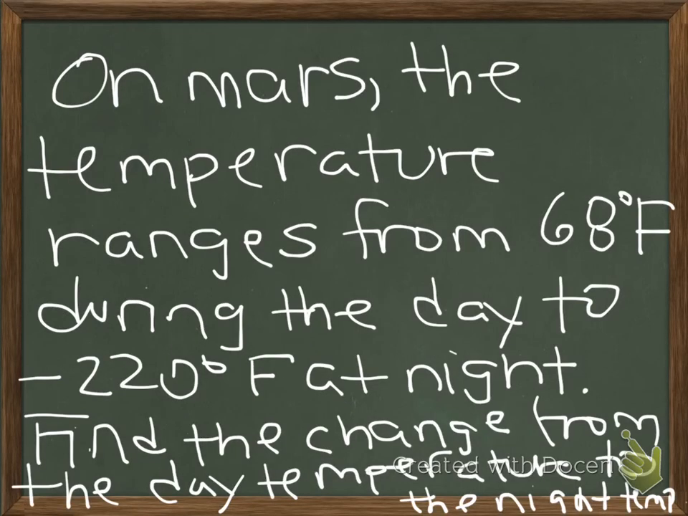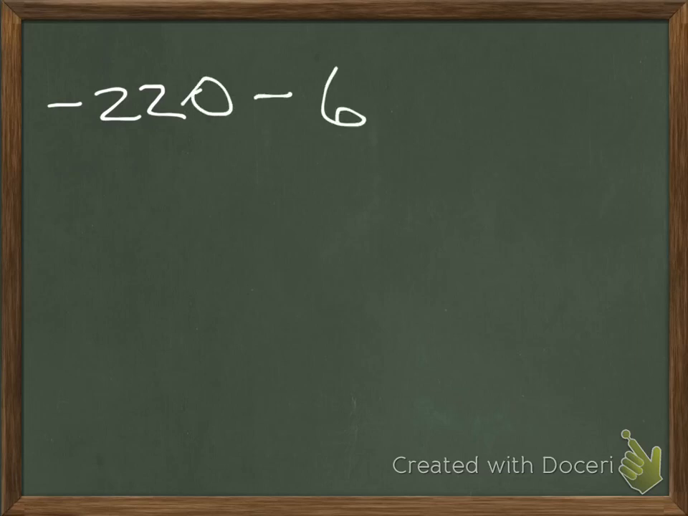And the last problem, we're going to deal with change in temperature. So on Mars, the temperature ranges from 68 degrees during the day to negative 220 degrees Fahrenheit at night. We need to find the change from the day to the night. So if we have a temperature at night of negative 220 degrees, we need to subtract the temperature from the daytime to get the change in temperature.